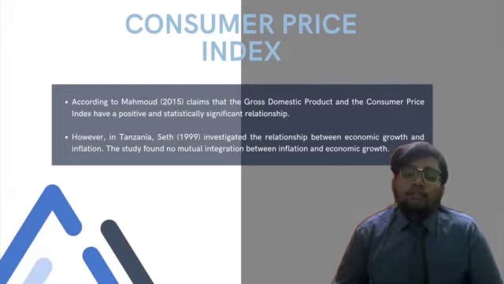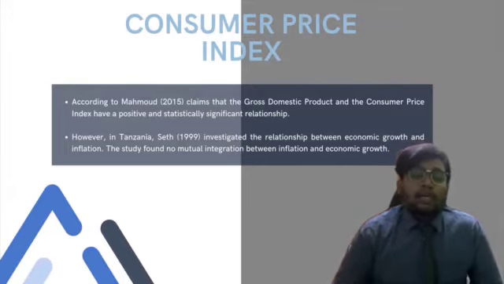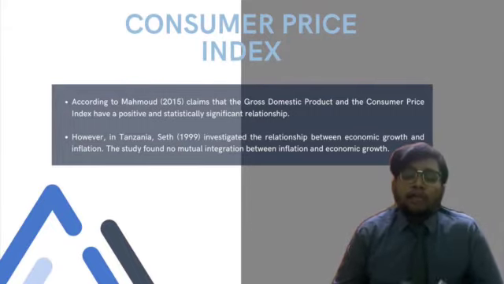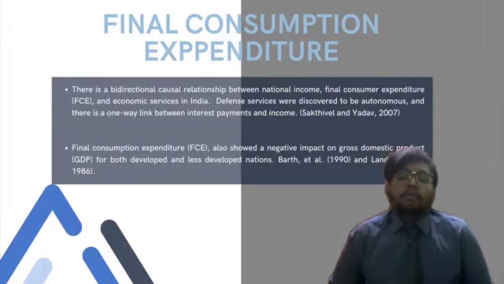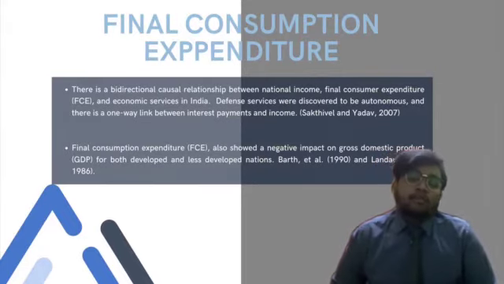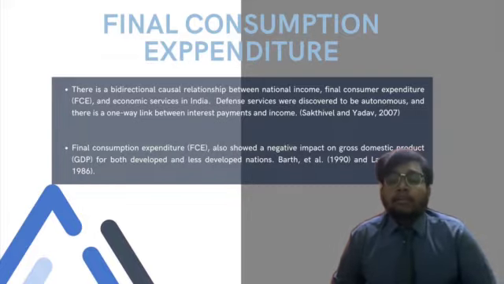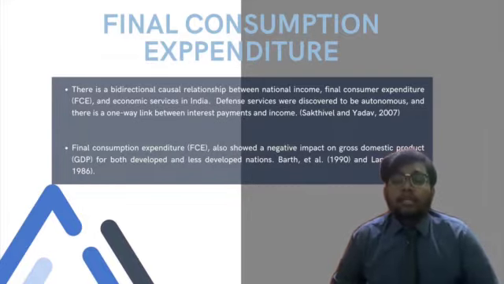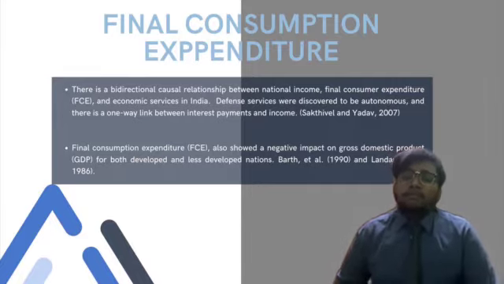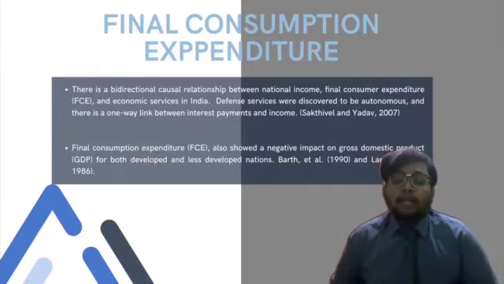The research covered the years 1990 to 2013 by using time series. The result found that there is no mutual integration between them. Then for final consumption expenditure, in their most recent analysis, Hetival and Yadev in 2007 revealed that there is a bidirectional causal relationship between national income, FCE, and economic services in India. Defense services were discovered to be autonomous, and there is a one-way link between interest payment and income.